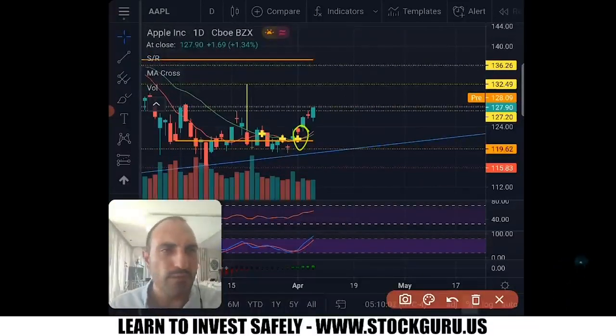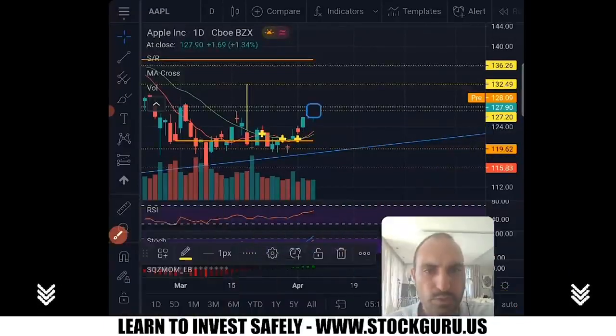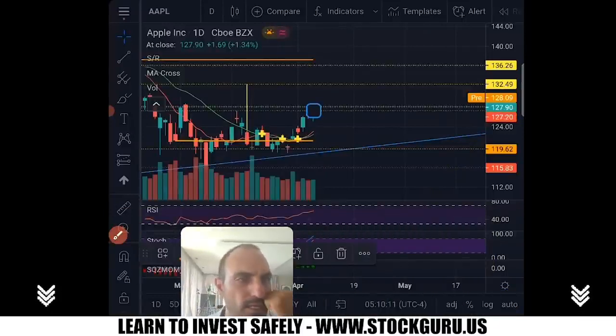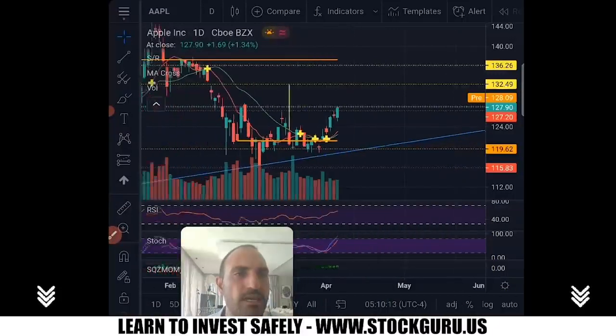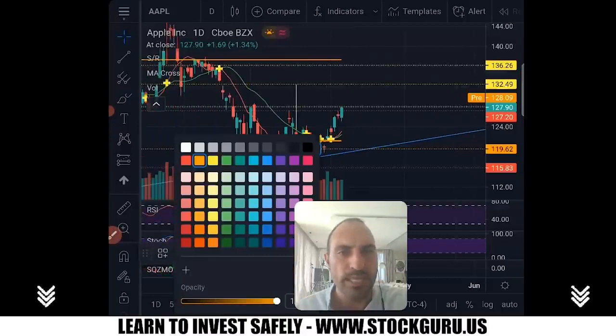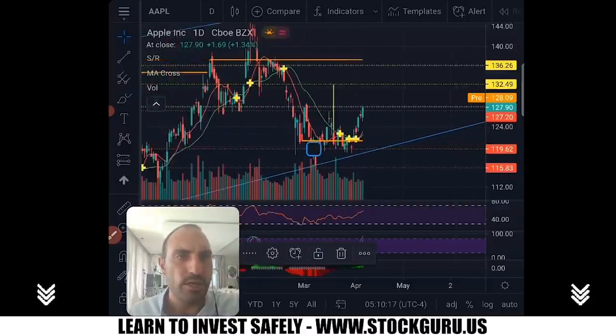So the targets for Apple, it already hit the first target, 127. My yellow tags are the targets. So it already hit that target from before, which is beautiful. Now we turned it into a support. After it breaks a target, that target then becomes a support. So red tags are supports, yellow tags are our future targets.